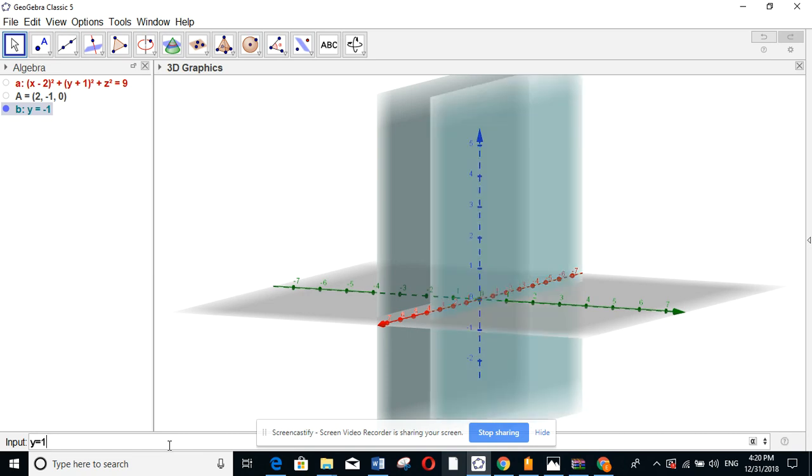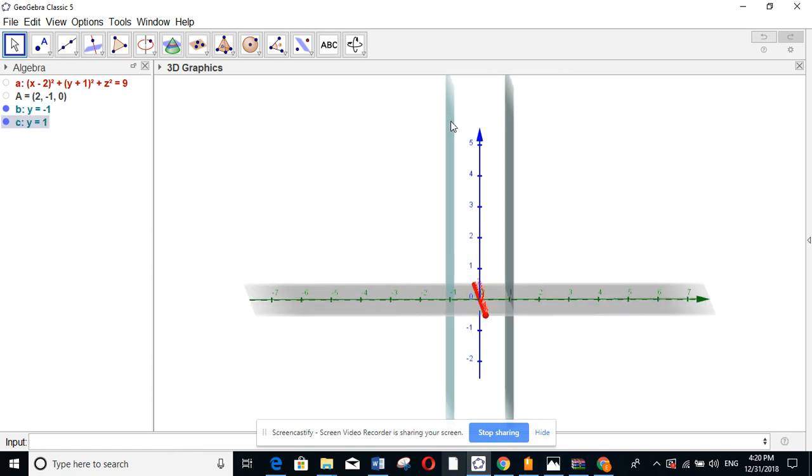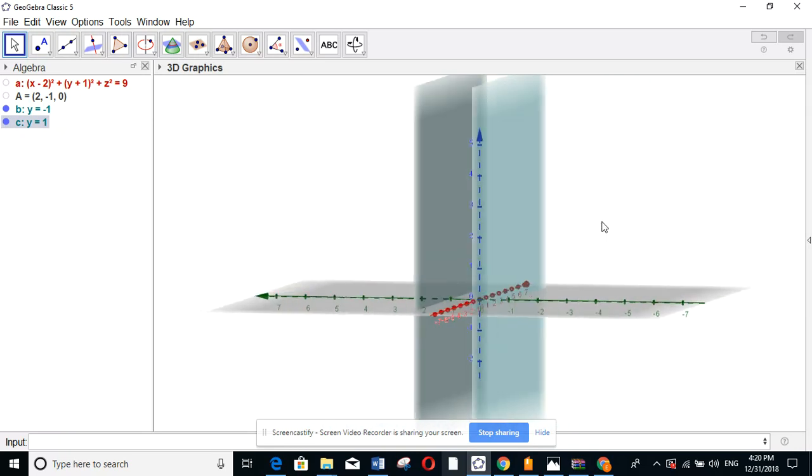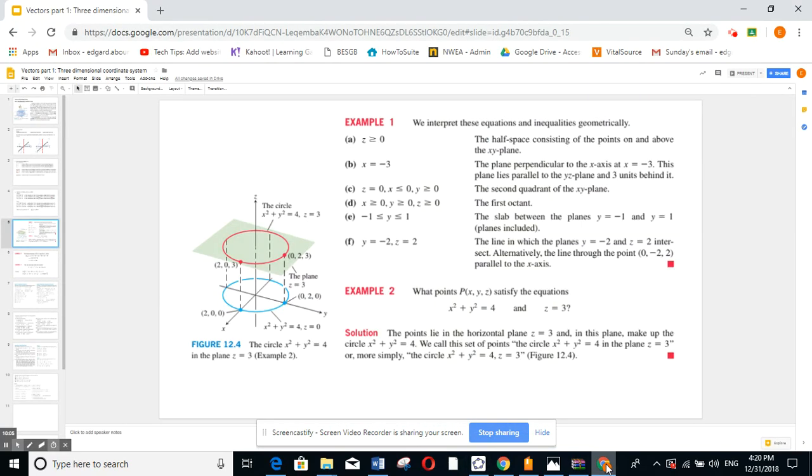It will be everything, all this part between -1 and 1, it's like a block, like a rectangular box. Okay, so we call this slab between the planes -1 and 1. Planes included, because you have equal.